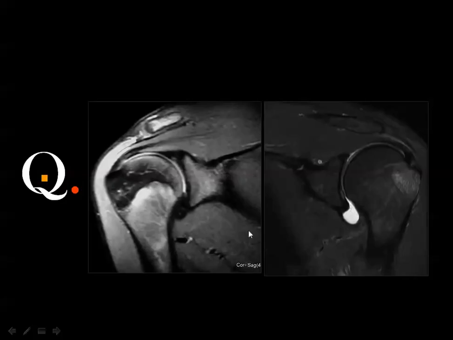Then these are coronal images, and here you can see the region of the acromioclavicular joint. Then you know that this is the supraspinatus muscle, and this is the tendon which is inserting into the greater tuberosity. If you look at this image, you cannot see the spine of the scapula, so don't consider this as the infraspinatus. The infraspinatus is seen at the level of the spine of the scapula, but this is the supraspinatus muscle, and this is the tendon inserting into the greater tuberosity. And here is the axillary pouch, and this is the inferior glenohumeral ligament, inferior labrum, the superior labrum.